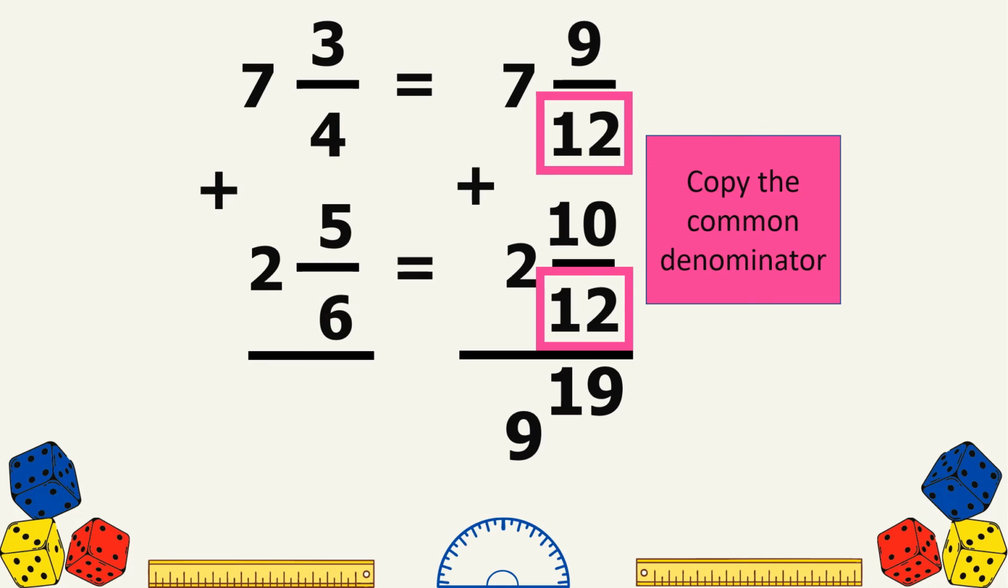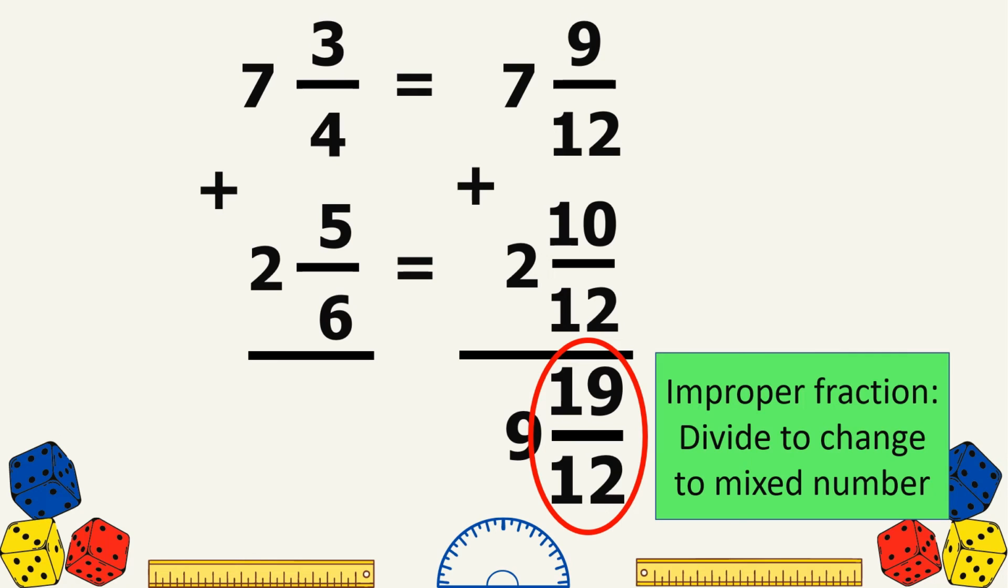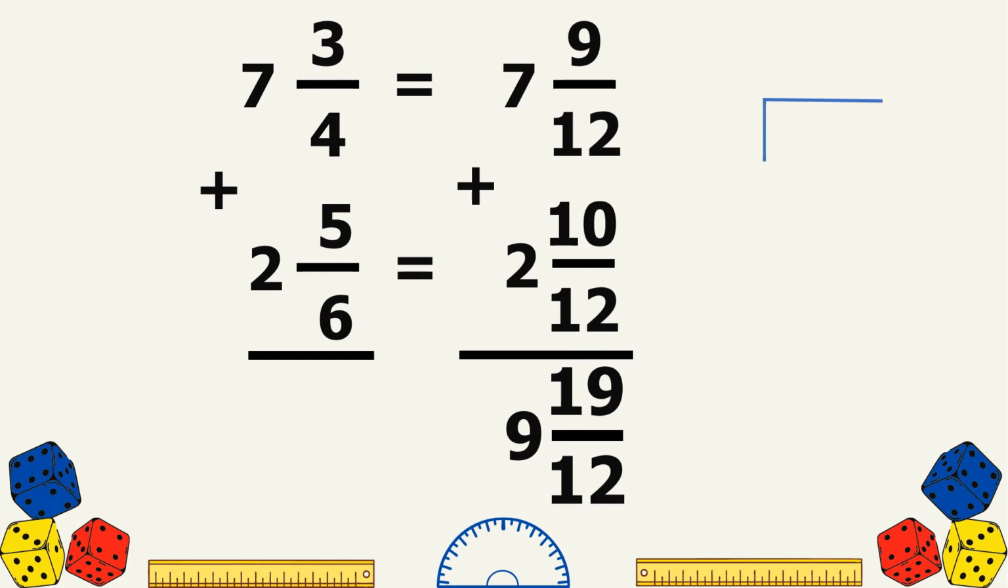Then copy the common denominator, which is 12. The answer is 9 and 19 over 12. However, 19 over 12 is an improper fraction. So we need to divide to change it to a mixed number. So let's divide. 19 divided by 12 equals 1. Then 1 times 12 equals 12. Then subtract. 19 minus 12 equals 7. The remainder, which is 7, will become the numerator, and the divisor 12 will become the denominator.